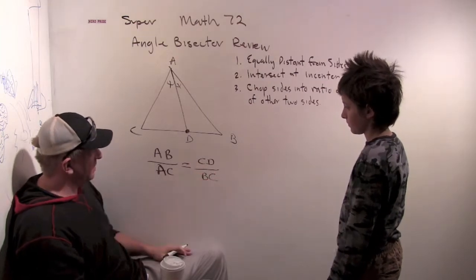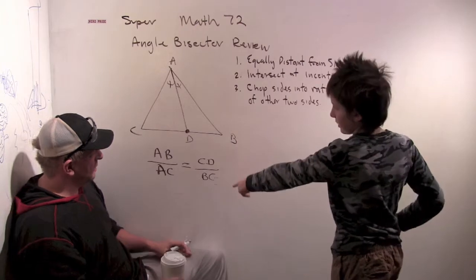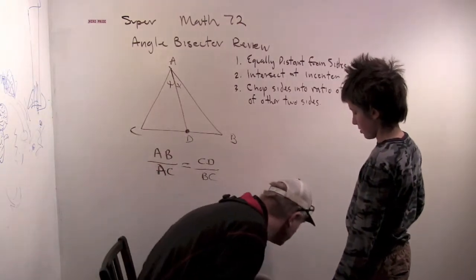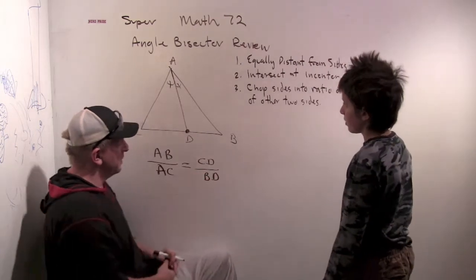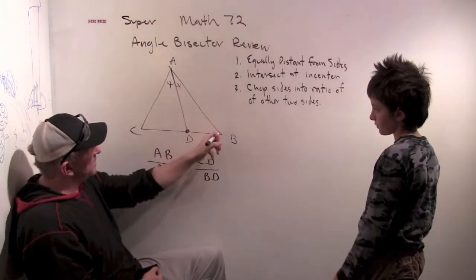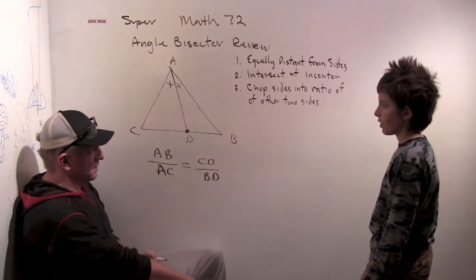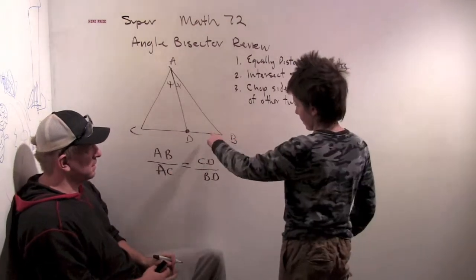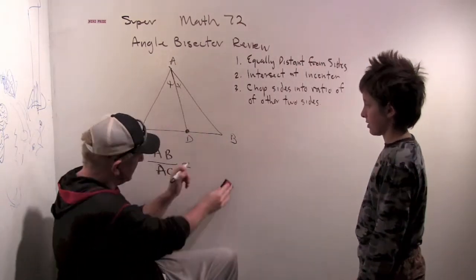Okay, now why is that? Sorry. Why is AB to AC, CD to BD? No, it's BD to CD. It's BD to CD, okay. Why is it BD to CD?